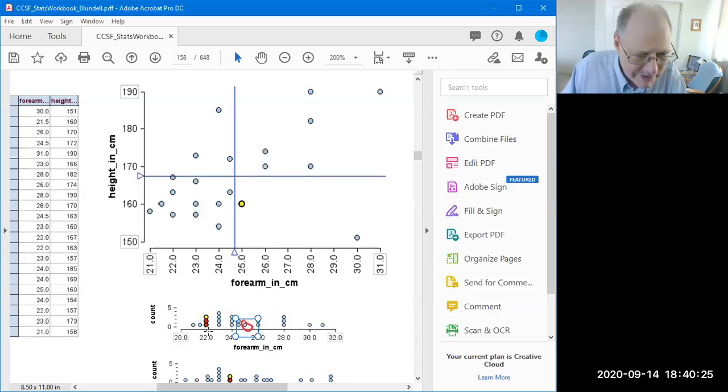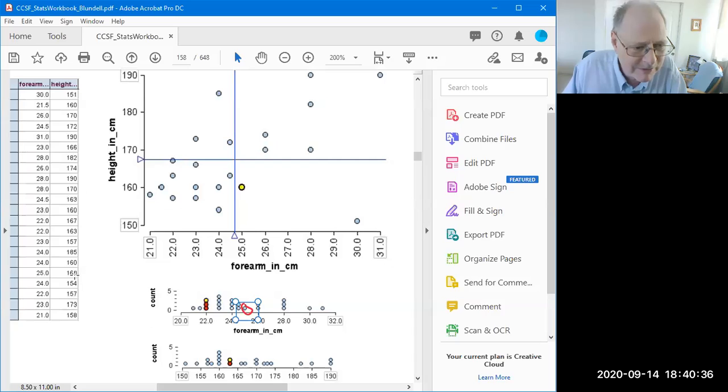What do these 3 people all have in common? We only know 2 things about them, right? We know their forearm length, and we know their height. So all they have in common here is they got the same forearm length.